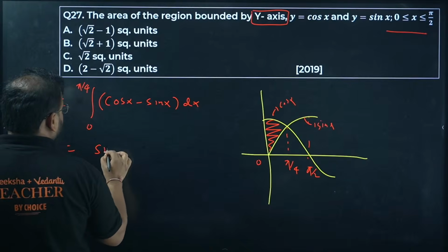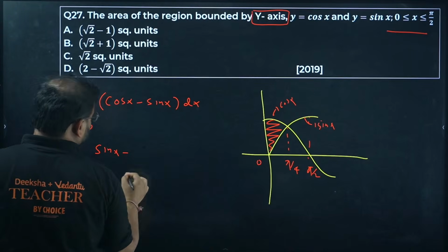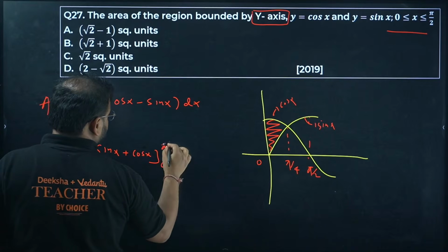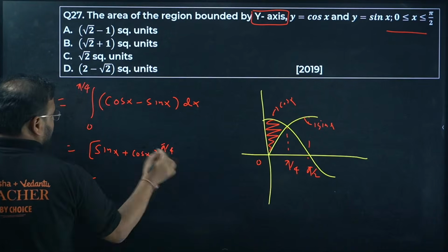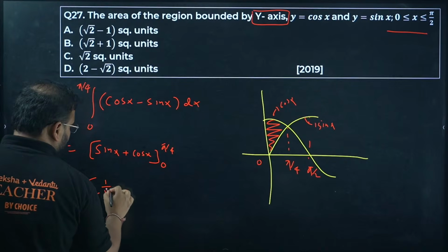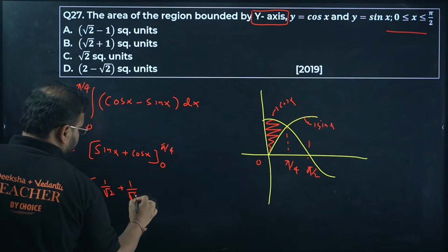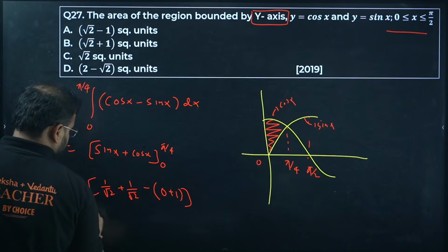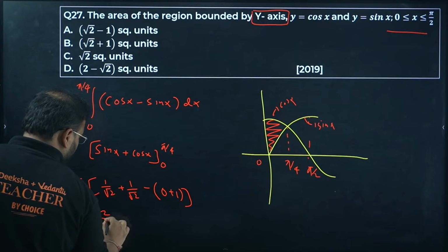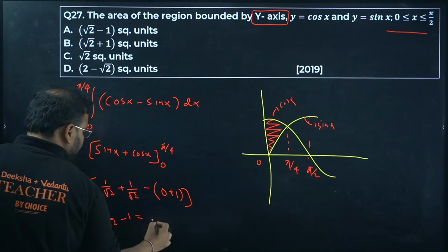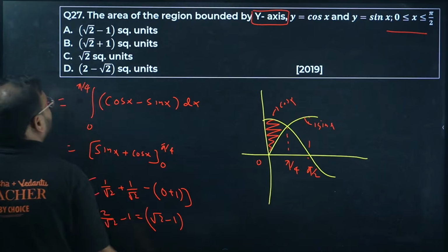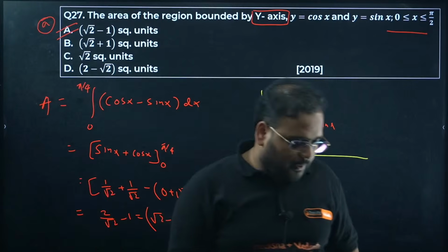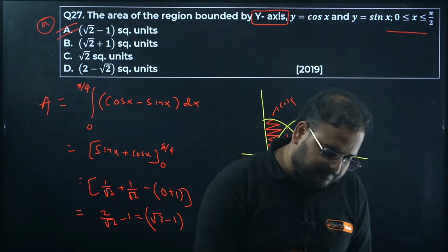Cos x will be what? Integration is sin x minus of minus cos, so plus cos x from where to where? Check here. When you put pi by 4, 1 by root 2 plus 1 by root 2. For the lower limit, when you put 0, cos 0 is 1. This is going to be 2 by root 2 minus 1. 2 by root 2 is simply root 2 minus 1. Answer is option A. Anybody has doubt? Go ahead, you can ask me.